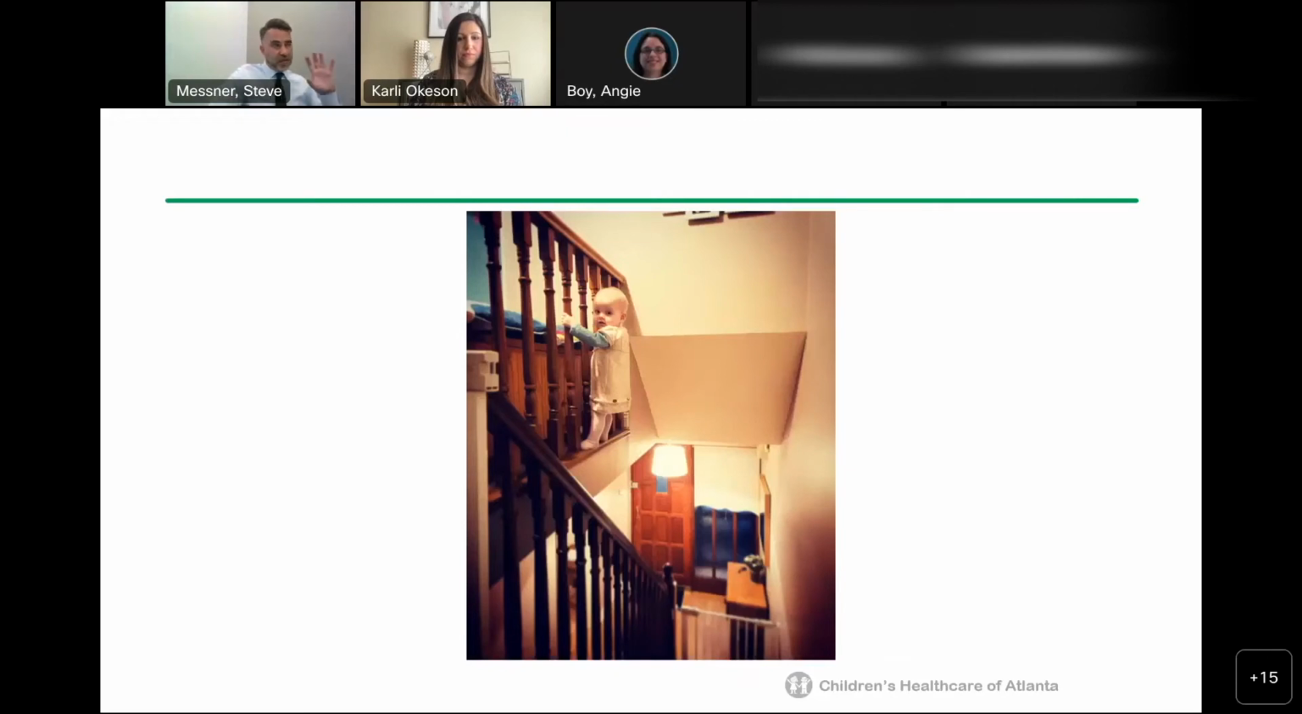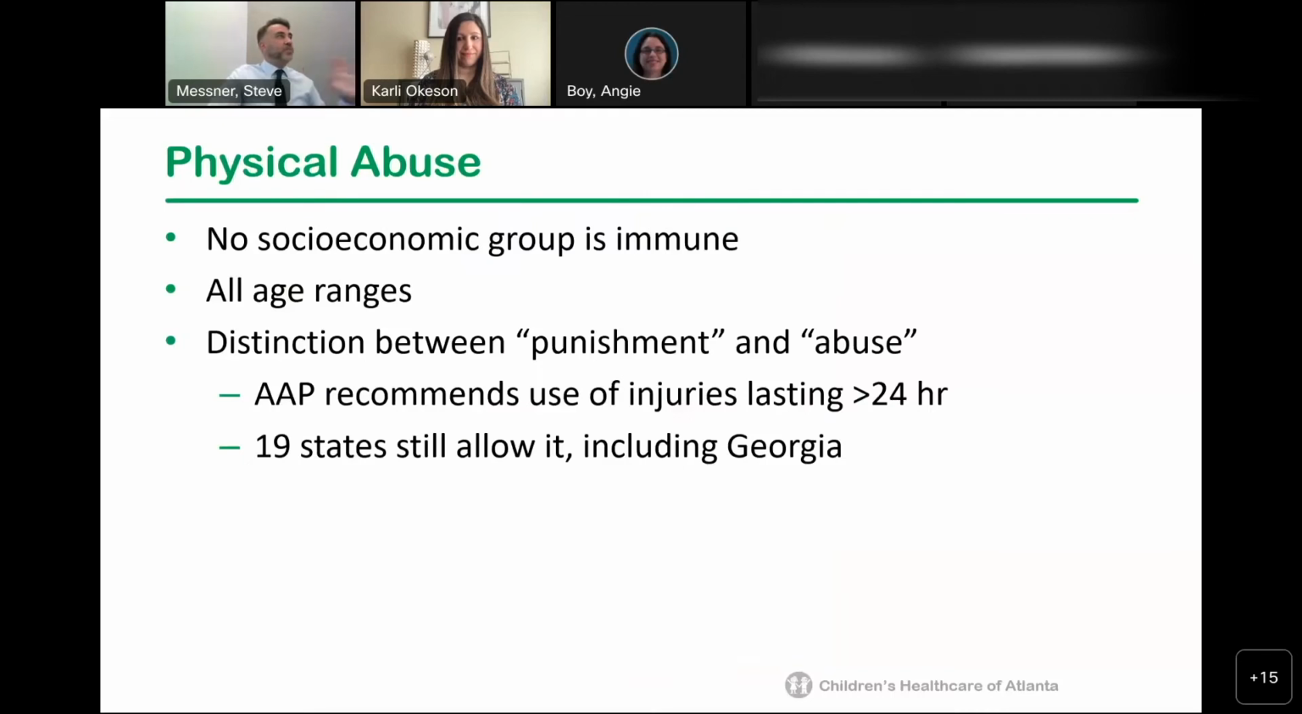And switch gears from the inside of the body to the outside of the body. Physical abuse, there's no group that's immune to this. It can happen in all age ranges. The American Academy of Pediatrics recommends helping to distinguish between punishment versus abuse by whether the cutaneous injuries last greater than 24 hours.